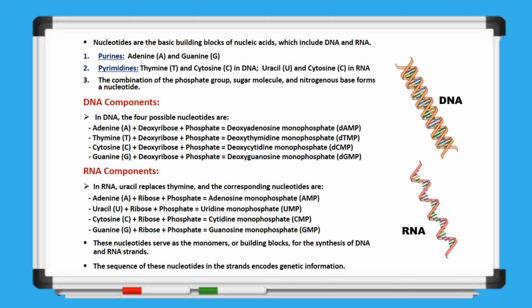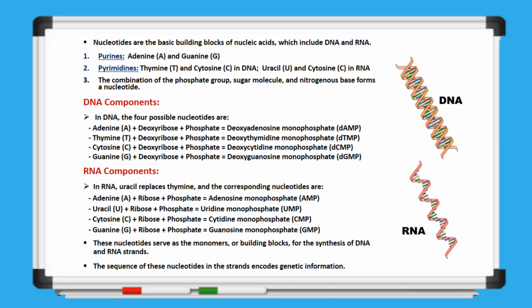In DNA, the sugar used is called deoxyribose, and the nucleotides are as follows. Adenine, combined with deoxyribose and phosphate, forms what we call deoxyadenosine monophosphate. Thymine, with deoxyribose and phosphate, becomes deoxythymidine monophosphate. Cytosine, along with deoxyribose and phosphate, forms deoxycytidine monophosphate. And guanine, with deoxyribose and phosphate, is called deoxyguanosine monophosphate.